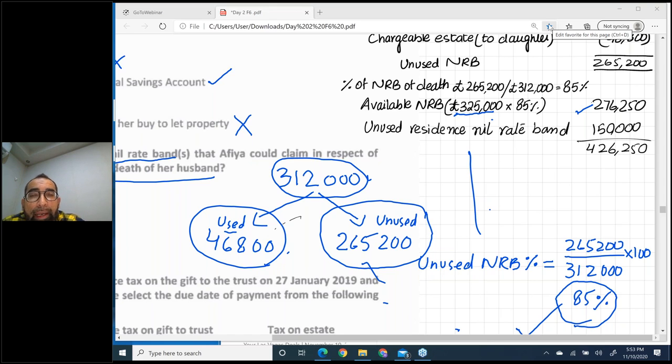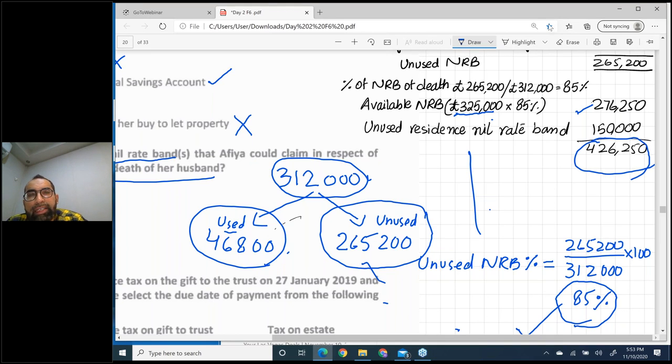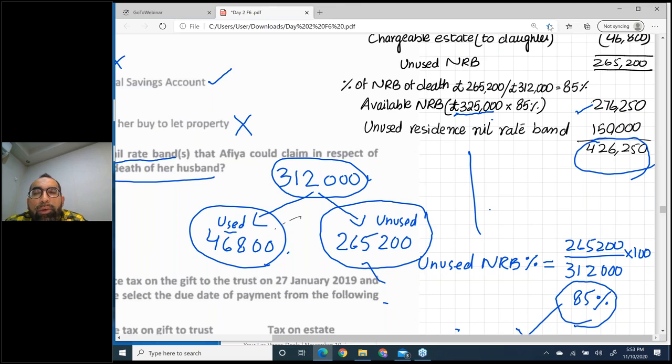Now, you just read the story. At that time, the husband didn't have any main residence, so definitely his residence NRB is also unused, so residence NRB will also be transferred to wife, so that is 150,000. So total NRB she can use from the deceased husband is 276,250 plus 150,000. That is 426,250.